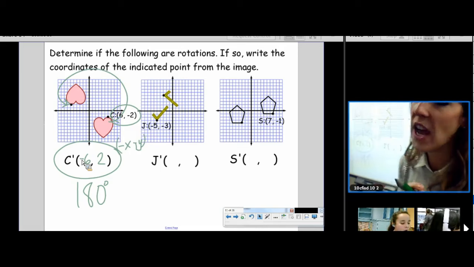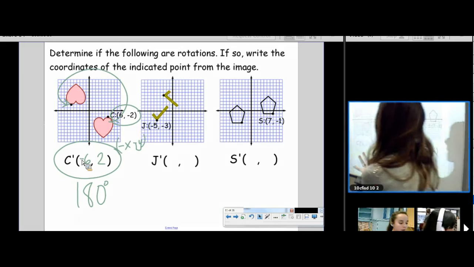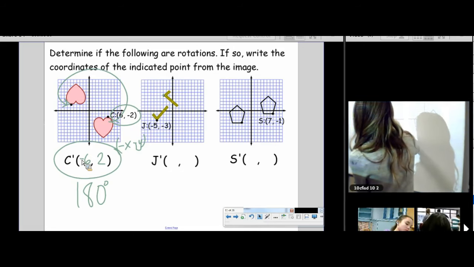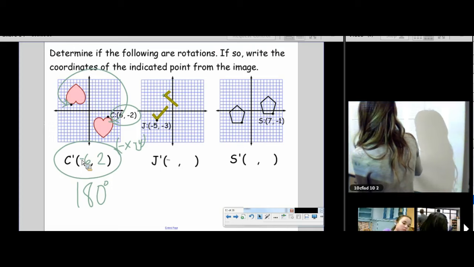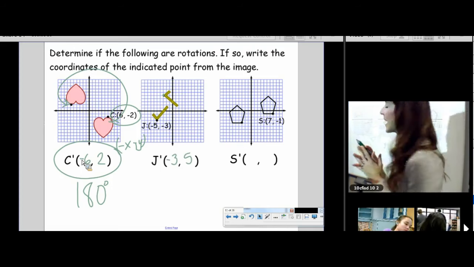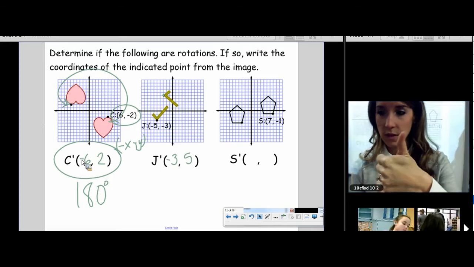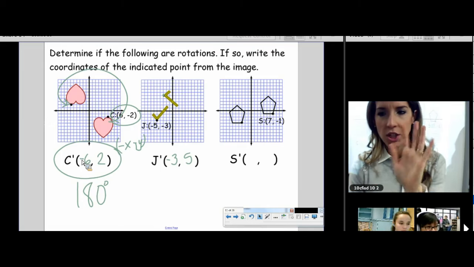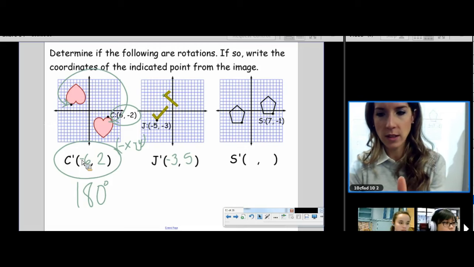All right, let's look at the check mark. There's J. Here's J prime. What are the coordinates? (-3, 5). Is that a rotation? Yes. How many degrees rotated? Check the original point and the new point. Is it 90 degrees?